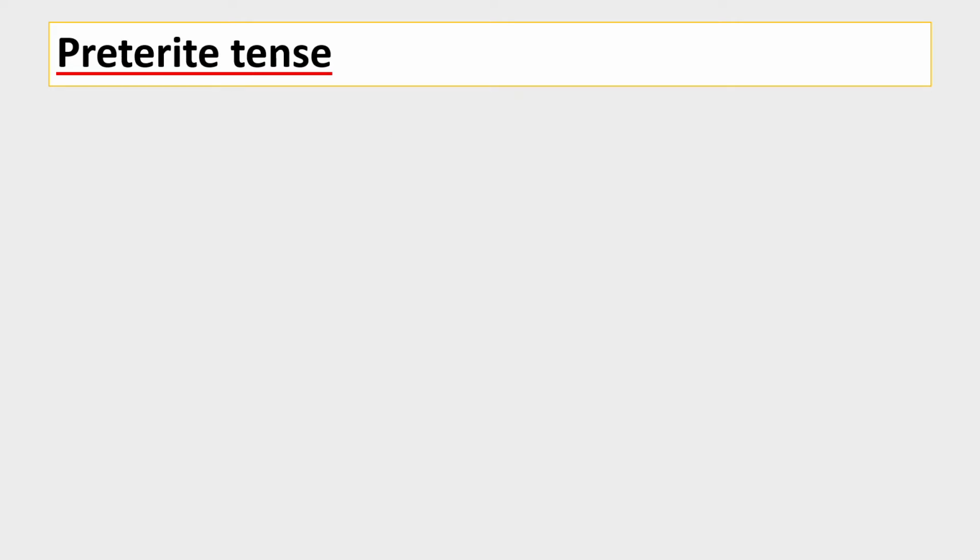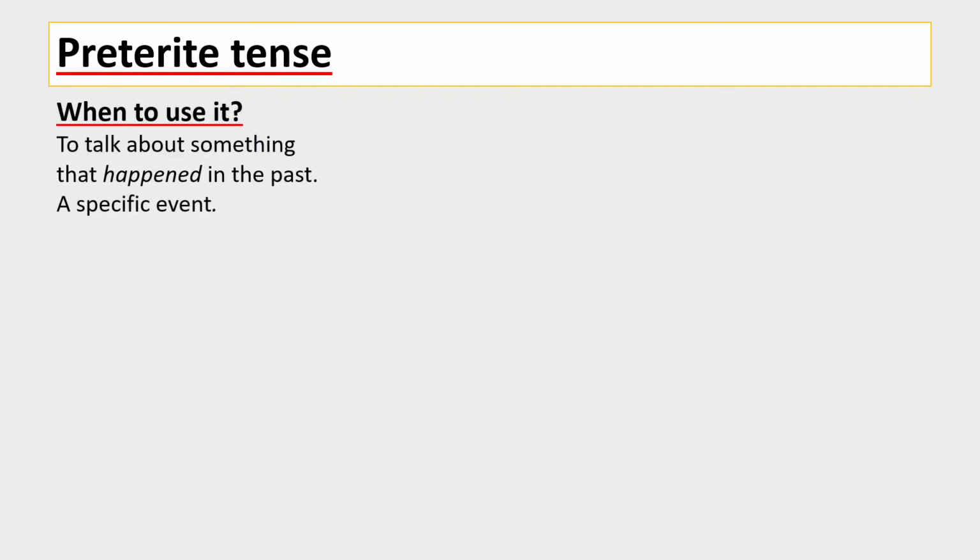Preterite tense. This is our second tense. You've seen this quite a lot in Year 8, especially in Module 1 with mis vacaciones. When to use it? To talk about something that happened in the past, and it's normally to do with a specific event. For example, last week I ate dinner in the garden. It was last week, a specific event of eating, and that's what the preterite tense is.